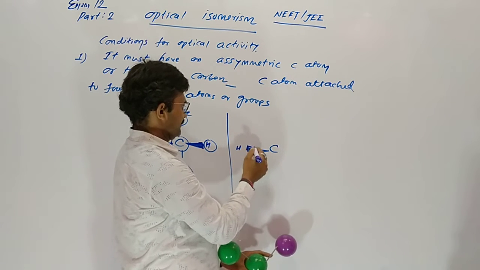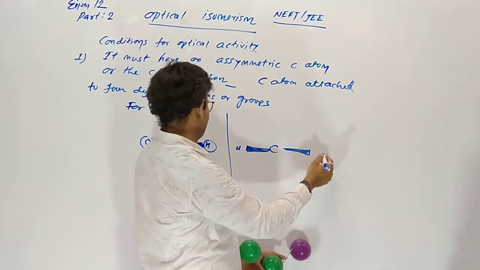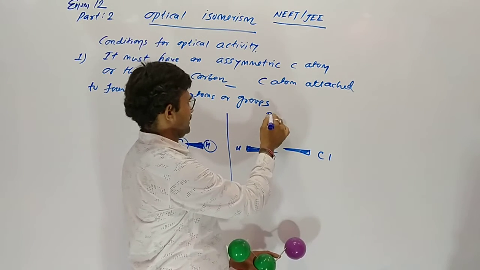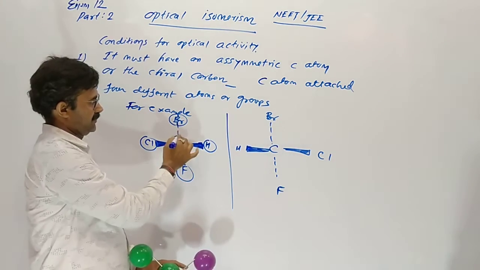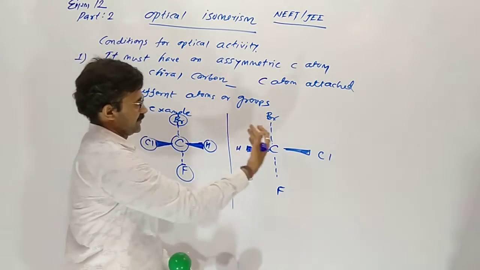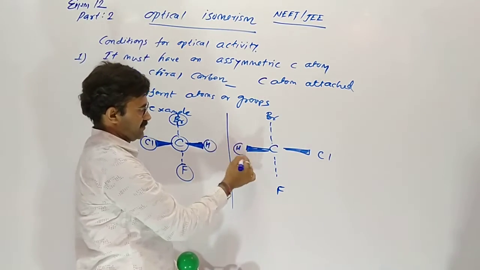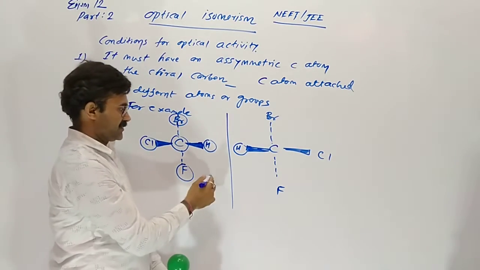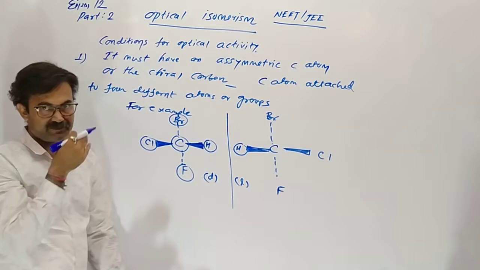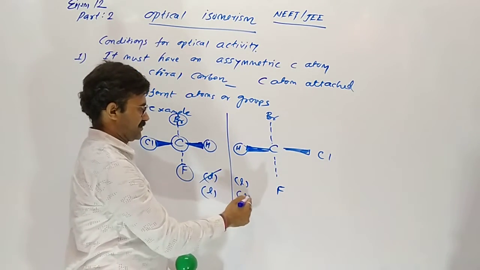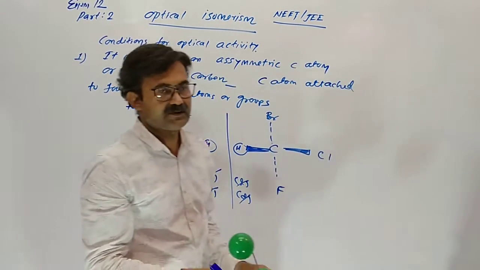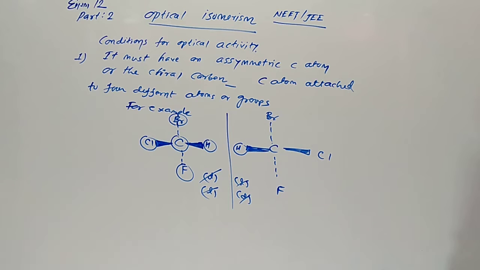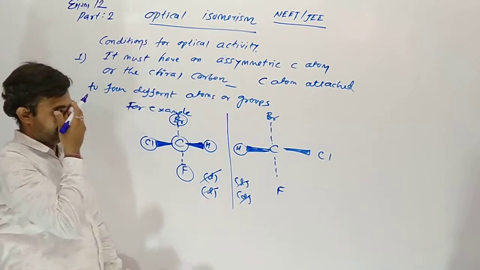In the mirror image, ahead remains ahead, behind remains behind, but the left hand side group comes on the right hand side, and the right hand side comes on the left hand side. This is the mirror image. So one should be dextro and the other will be laevo. But which one is dextro and laevo, we can't define by drawing. We can define it by polarimeter after passing polarized light.